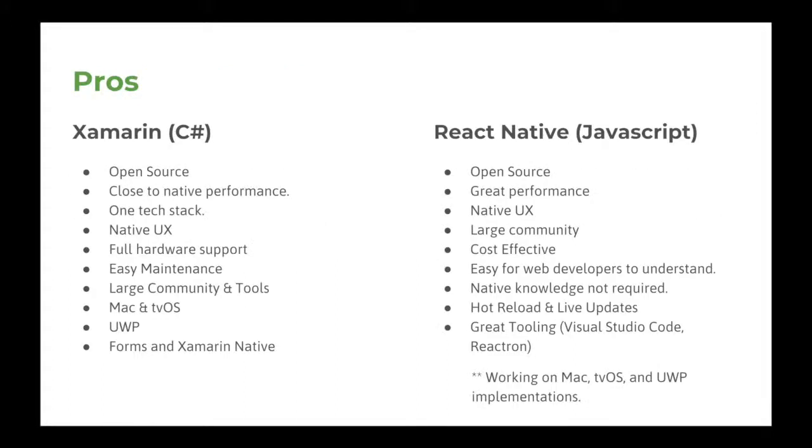So, some pros on these two. Xamarin and React Native are both open source. Xamarin has close to native performance. React Native still has some decent performance, but you're going to get a little better out of Xamarin. They have one tech stack. Typically, you're looking at all JavaScript or all C#. You both get native UI elements out of it. For Xamarin, you have full hardware support.